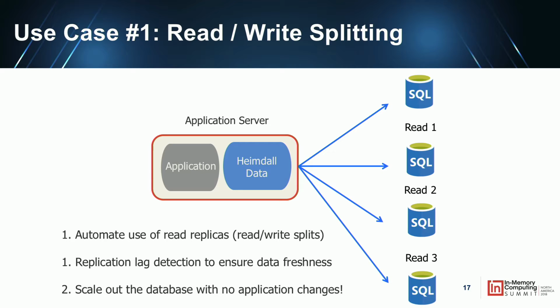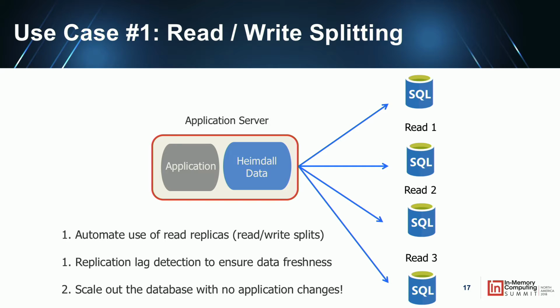If you didn't have a proxy, you would most likely have to change your application code to do that. Let's say you wanted to add another read replica, a fourth one. How does the application know? You would have to modify your code to do that.